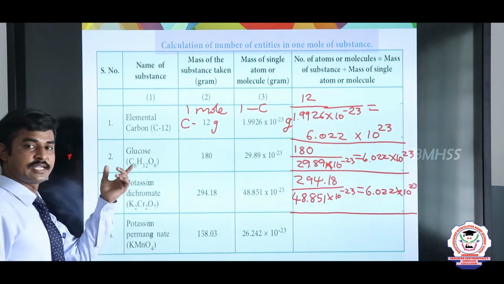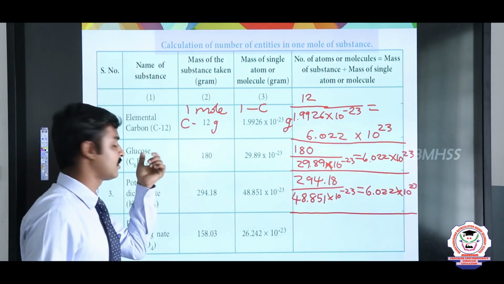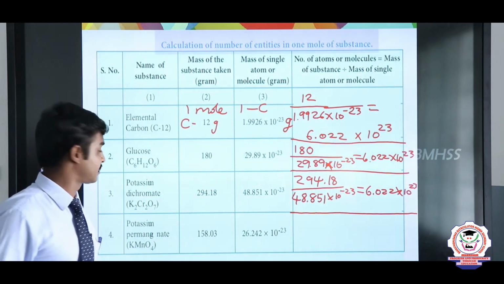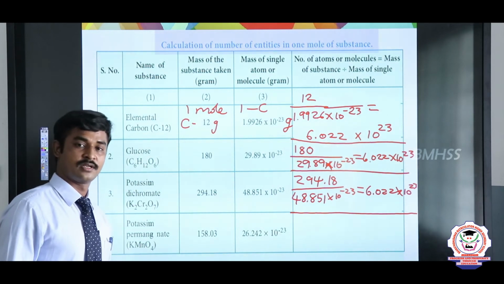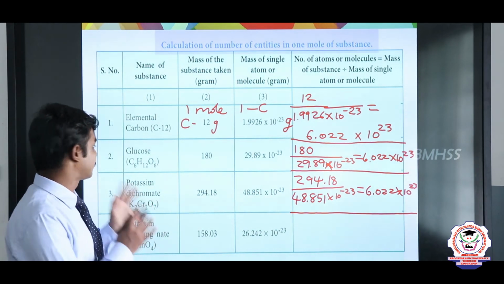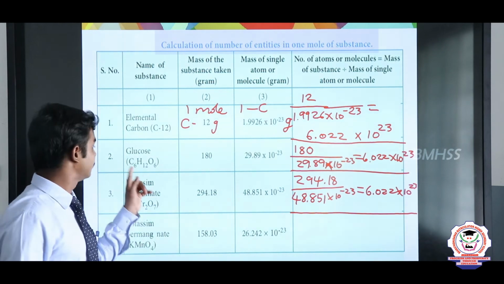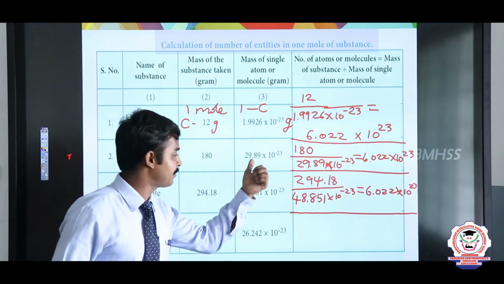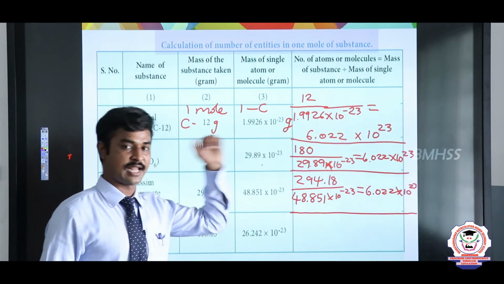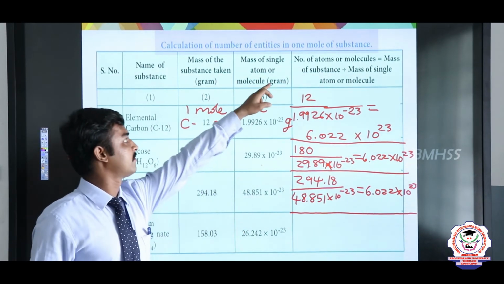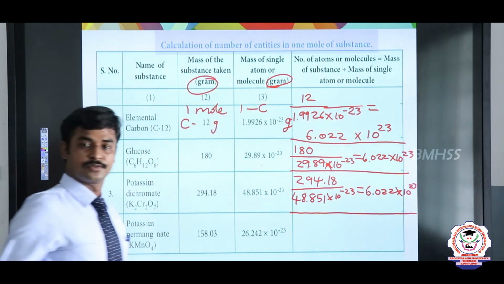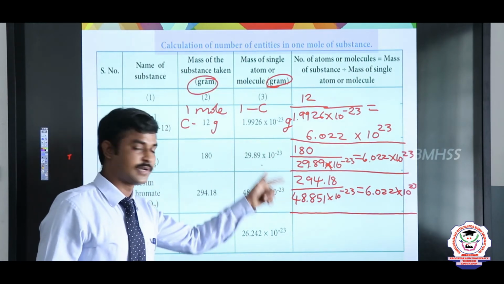So, in the second sum we have the total mass of glucose molecules. The glucose molecule may contain different atoms, carbon, hydrogen or oxygen, but let me consider it as a single molecule, C6H12O6. The single molecule weight is 29.89 into 10 to the power of minus 23 grams. These weights are mentioned in the unit grams. So, we can find the number of particles by dividing this.